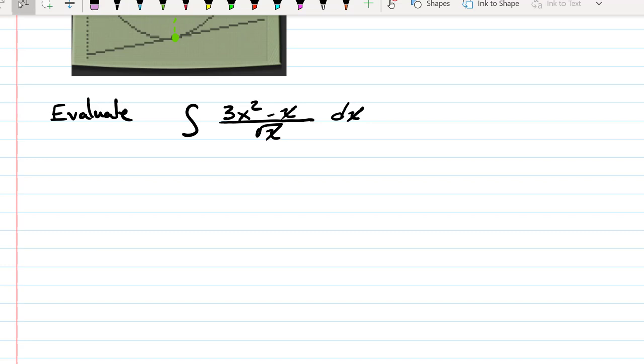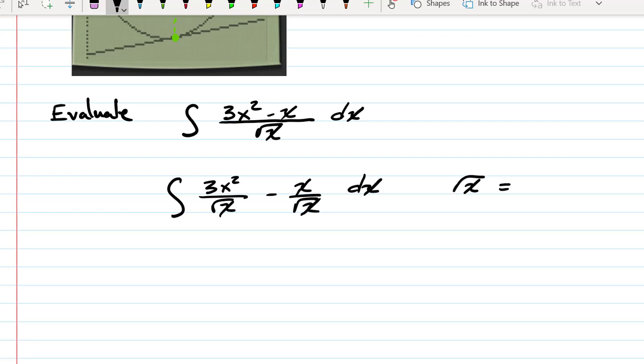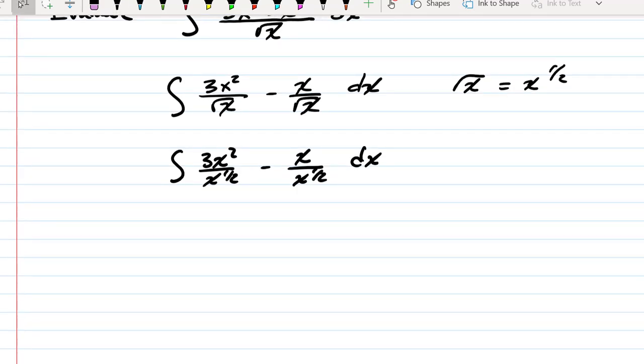Alright, so to evaluate this integral, we first need to use some algebra. If we do termwise division, we can write this as 3x squared over the square root of x minus x over the square root of x dx. And then use the fact that the square root of x is x raised to the 1/2 power. So then we would have the integral of 3x squared over x to the 1/2 minus x over x to the 1/2 dx. So then we have two things with the same base, so we subtract our exponents, and we get the integral of 3x to the 3/2 minus x to the 1/2 dx.